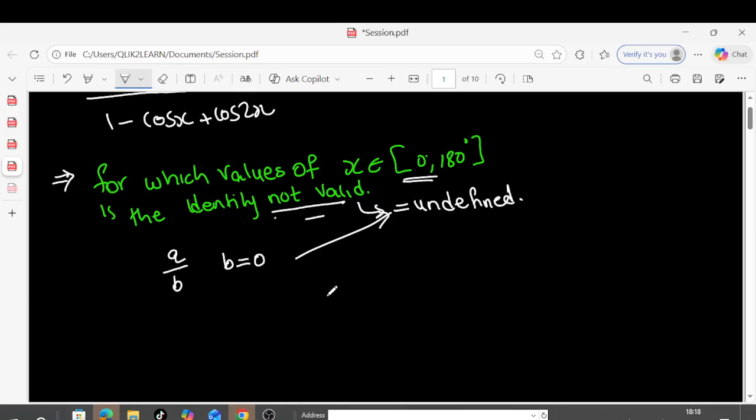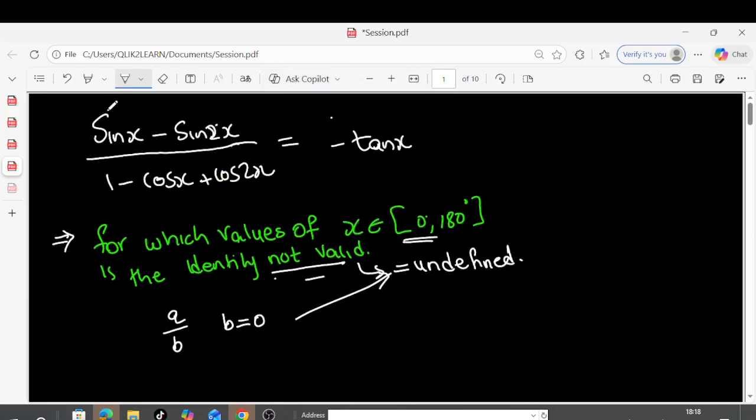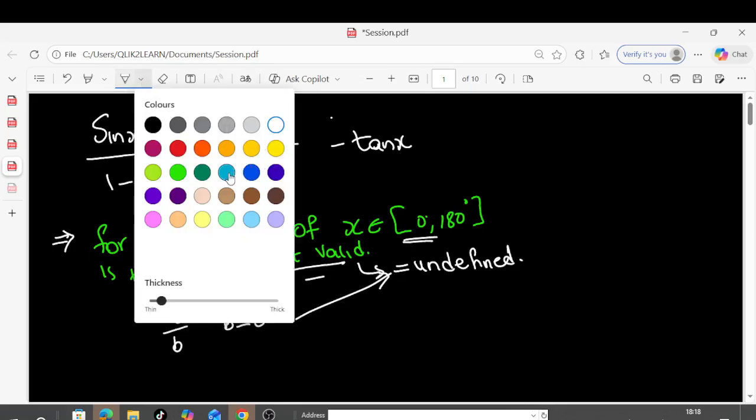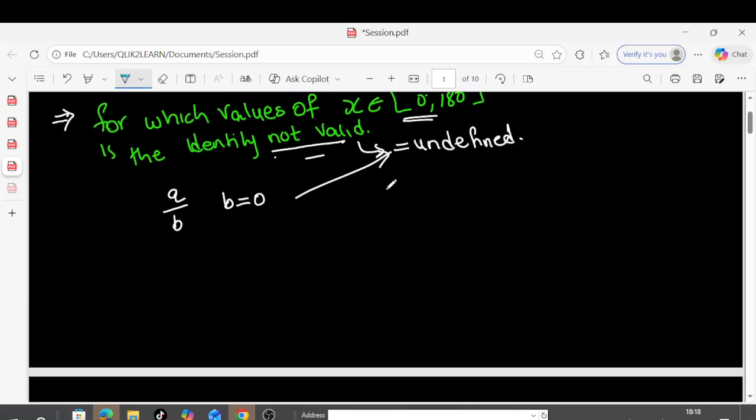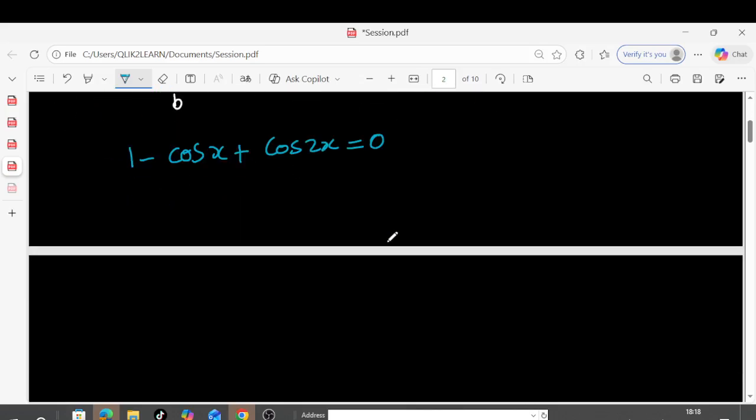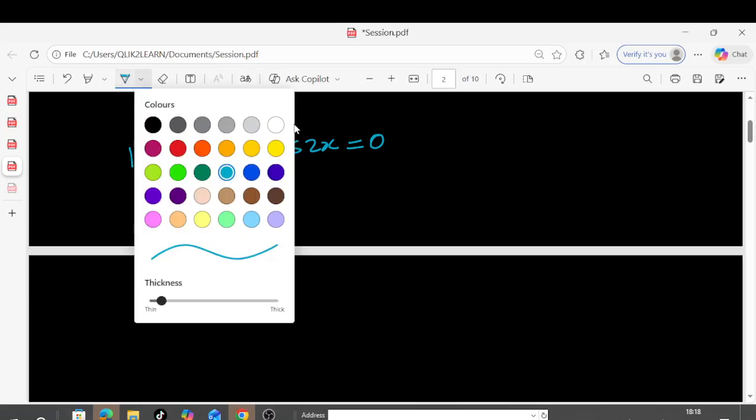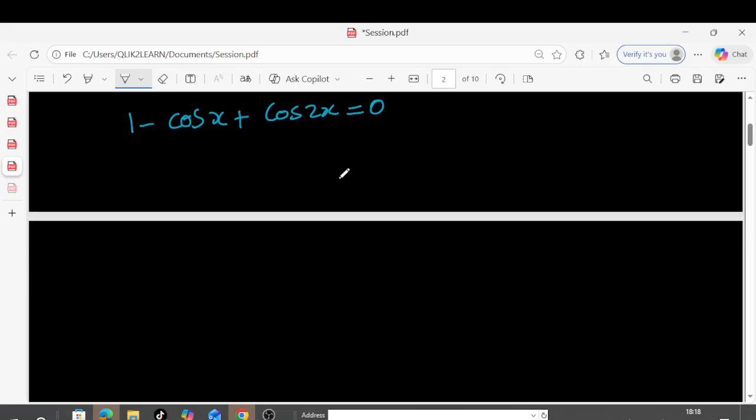So in order to answer this, you take whatever you have on your denominator, equate it to 0, and then solve for your general solution. So I'm going to take 1 minus the cos x plus the cos 2x, and this is equal to 0. Then we need to solve. This is a general solution and we need to work on it.